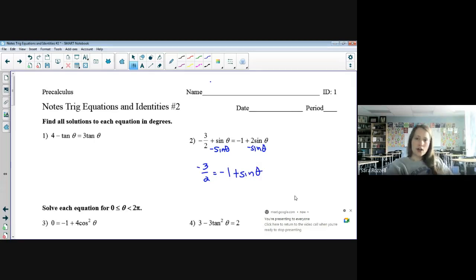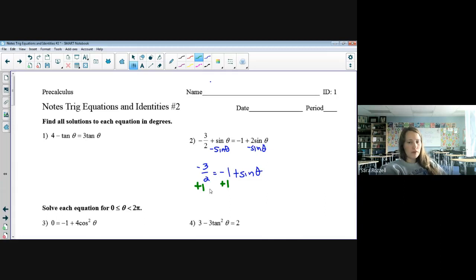All right, and sine is almost by itself. What do we need to do to get sine by itself? What are we moving? Y'all can just hold your fingers up. We're moving the 1. So we're going to add 1 to both sides. Add 1, add 1. One plus -3/2 is -1/2, because that's 1.5, right? And that is equal to sine theta.